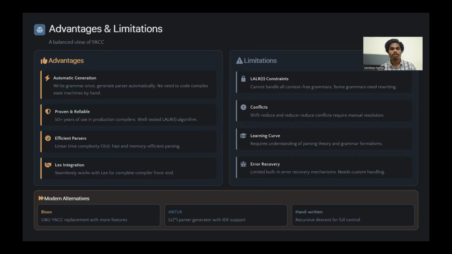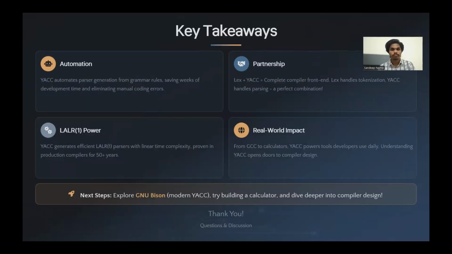And the modern world alternatives: the first one is Bison, GNU's YACC replacement with more features. The next one is ANTLR, that is an LL star parser generator with IDE support. And the next one is handwritten, that is recursive descent for full control.